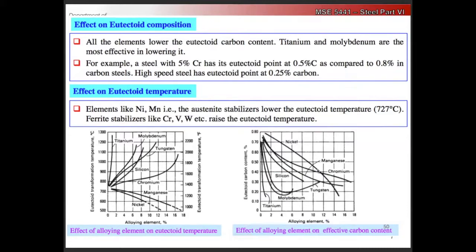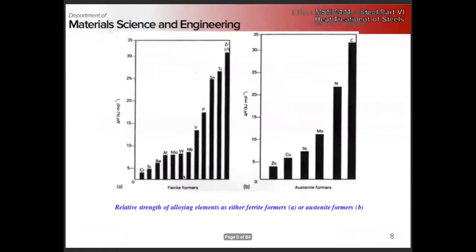On the eutectoid temperature, right, any austenite stabilizers are going to lower the eutectoid temperature, right? Ferrite stabilizers will always raise the eutectoid temperature, right? So generally, whatever you put in there is going to shift it to the left, but whether it likes ferrite or austenite, it's going to shift it up and down, right? Okay.